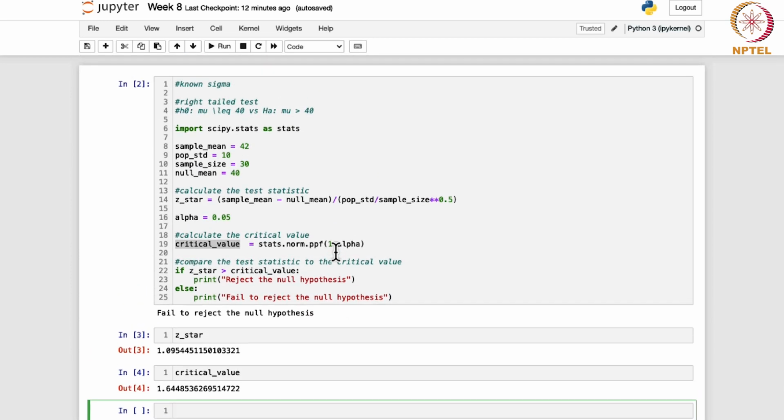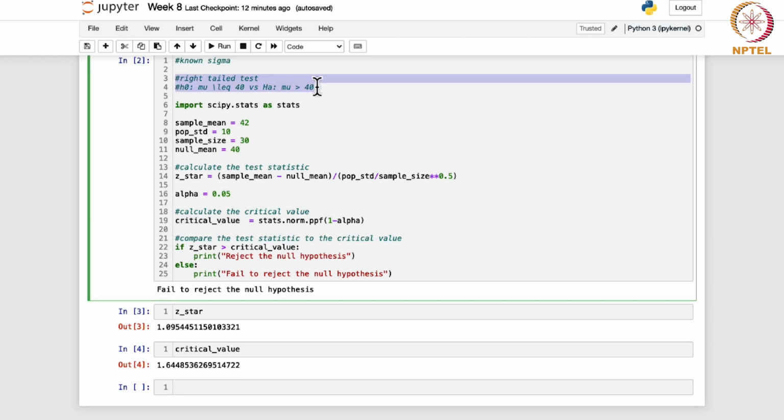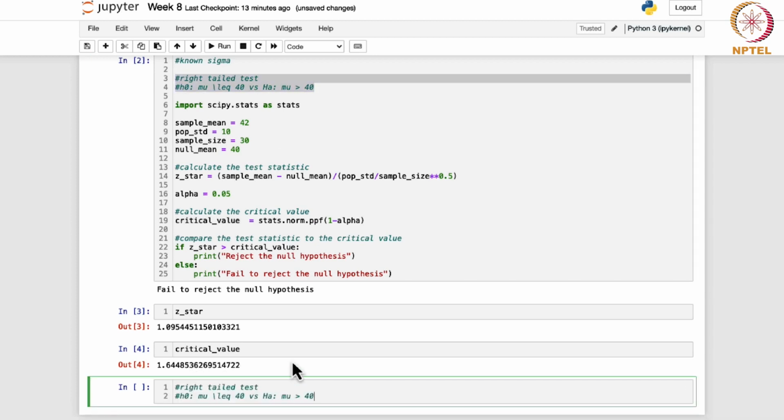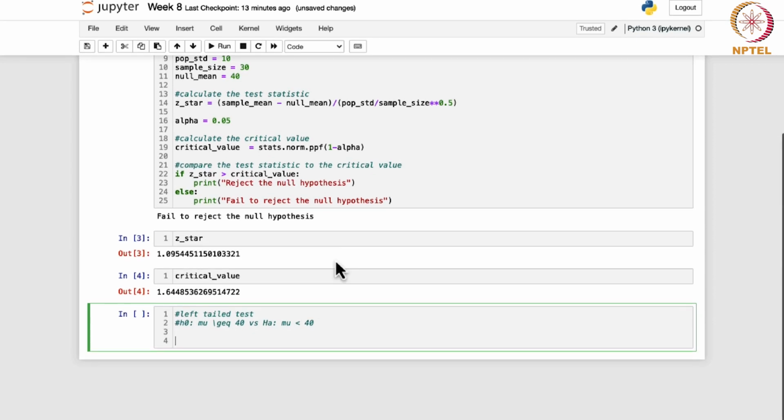In the same way, you can perform your left tailed test also. So let us look at that. Let me use this left tail test. What will be the hypothesis here? If it is left tailed, the null would be mu greater than or equal to 40, and you are interested to show that mu is less than 40. This is your left tail test.